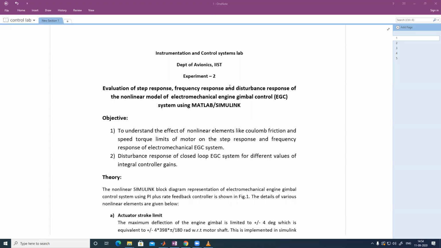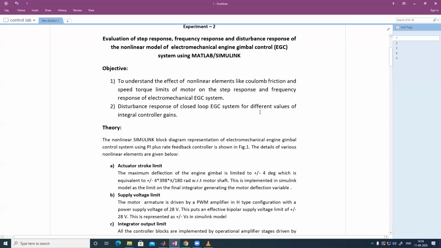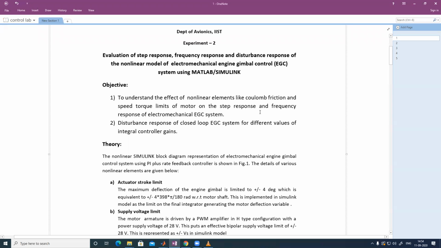So today we are going to do nonlinear simulation of electromechanical engine chamber control. Earlier what we have done is the linear model. So from the linear model to the non-linear model, how we can model and how we can take the responses, that we can do.